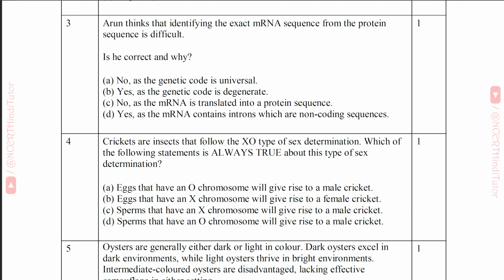Question 3. Arun thinks that identifying the exact mRNA sequence from the protein sequence is difficult. Is he correct and why? Answer B. Yes, as the genetic code is degenerate. Question 4. Crickets are insects that follow the XO type of sex determination. Which of the following statements is always true about this type of sex determination? Answer D. Sperms that have an O chromosome will give rise to a male cricket.